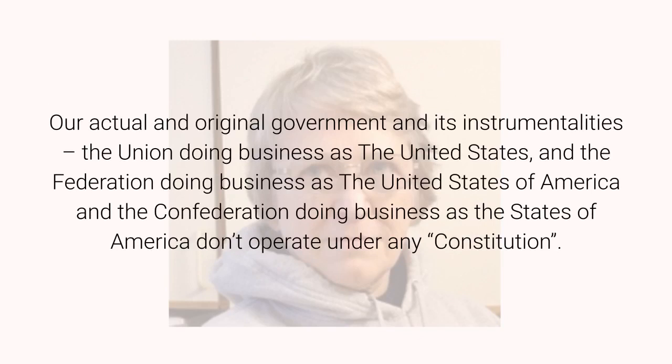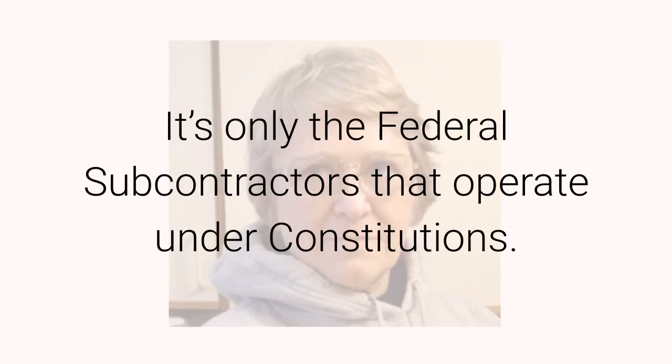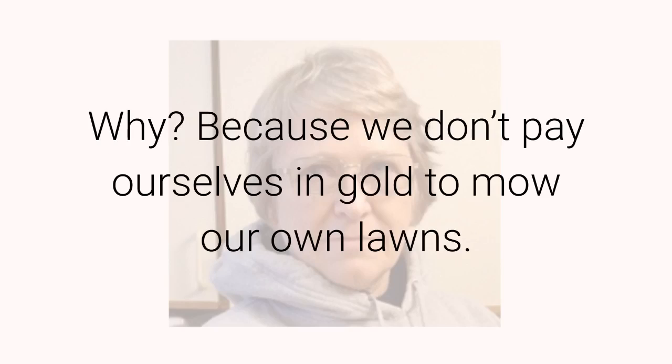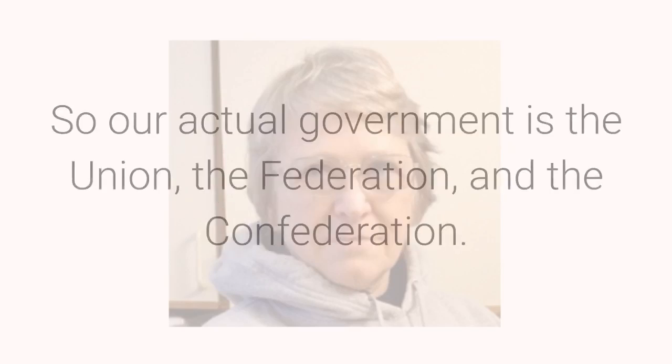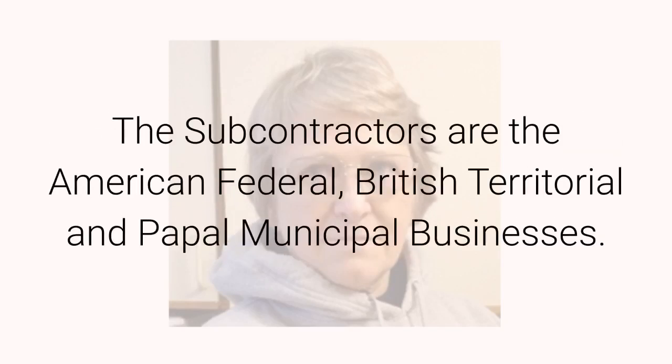Our actual and original government and its instrumentalities, the Union doing business as the United States, and the Federation doing business as the United States of America and the Confederation doing business as the States of America, don't operate under any constitution. It's only the federal subcontractors that operate under constitutions. Why? Because we don't pay ourselves in gold to mow our own lawns. So our actual government is the Union, the Federation, and the Confederation. The subcontractors are the American federal, British territorial and papal municipal businesses.